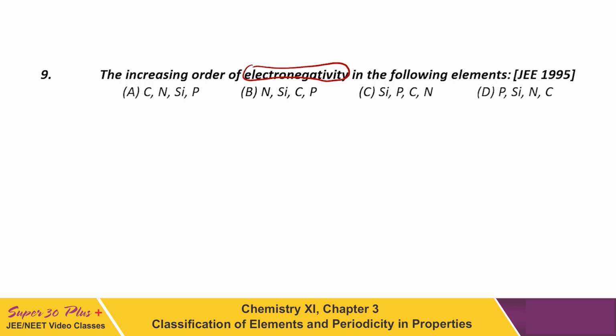So what is the correct order of electronegativity? We know moving left to right in the periodic table, electronegativity increases, and going down in the periodic table, electronegativity decreases. So following this trend, this is the right answer: silicon, phosphorus, carbon, and then nitrogen. This is the right order for electronegativity of these elements. Option number C is the right answer.